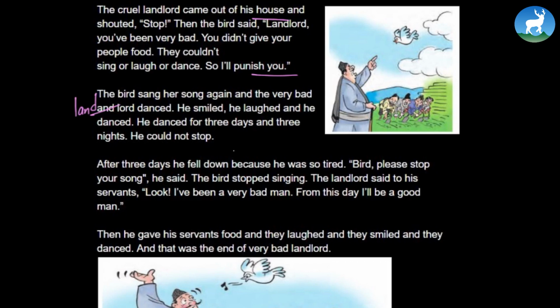He danced for 3 days and 3 nights. He could not stop. After 3 days, he fell down because he was so tired. "Bird, please stop your song," he said. The bird stopped singing. The landlord said to his servants, "Look, I've been a very bad man. From this, I'll be a good man." Then he gave his servants food, and they laughed, and they smiled, and they danced. And that was the end of very bad landlord.